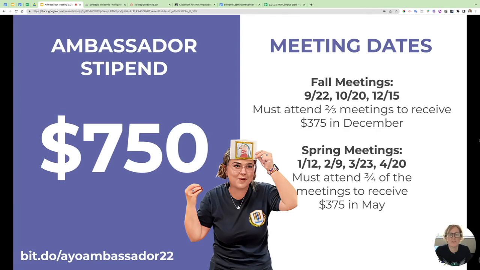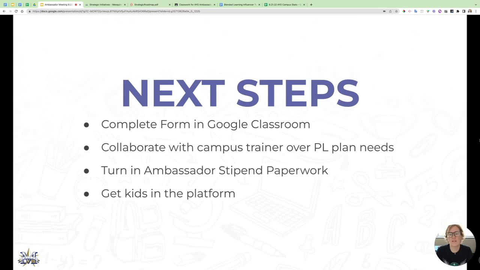Ambassadors do get a $750 stipend if they meet these requirements throughout the year and come to these meeting dates. And then the final thing that we shared with them are their next steps. They completed their attendance form to give us a little bit of information so we know who is participating in each influencer group. We had them touch base with their campus trainer to make sure that that professional learning is still moving forward. Of course, they turned in their paperwork, and then just a gentle reminder to get kids in the platform.